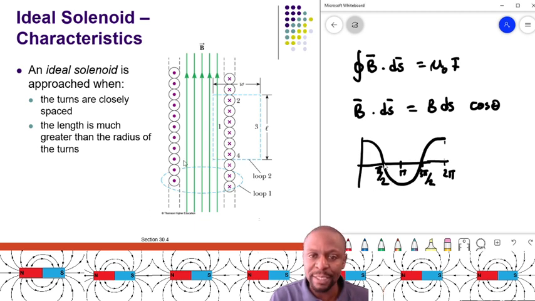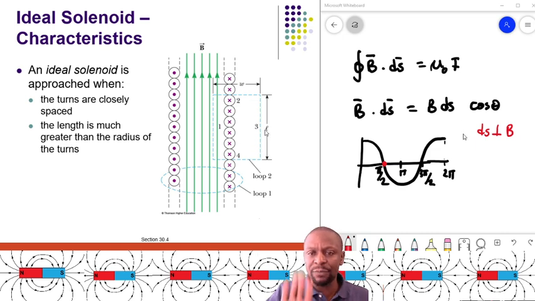Because that forms a 90 degree angle to the B field. ds and the B field form 90 degrees. Therefore, as a result, that is just going to give us 0. But for region number 1 of that loop, we are going to get the influence of the B field.